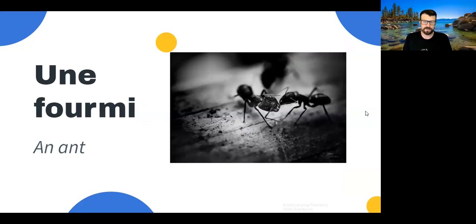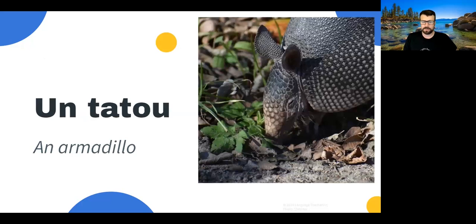Une fourmi, an ant. Okay, so this is the grammatical gender of the noun for ant, and we don't really get to a finer level of discrimination than that. I think all drones like these two ants here are males, right? But it doesn't matter, because the noun itself has a grammatical gender that is feminine. Not female, but feminine, right? Une fourmi, an ant. Et enfin, vous avez un tatou, an armadillo.